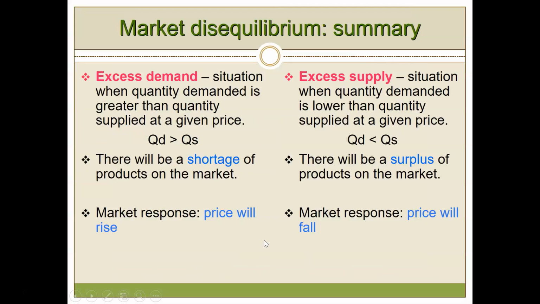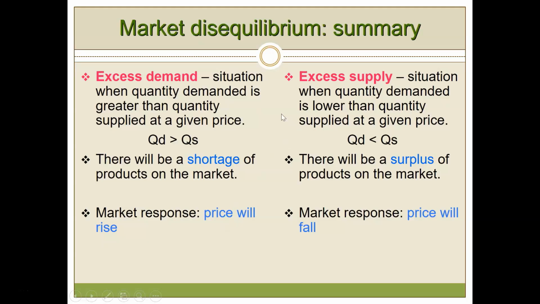So, summary: excess demand is a situation when quantity demanded exceeds quantity supplied at a certain price. Quantity demanded is greater than quantity supplied. In other words, excess demand is a situation when we experience a shortage or deficit of products in the market. Consumers are willing to purchase more items than what's available in the market. As a result, price will need to increase.